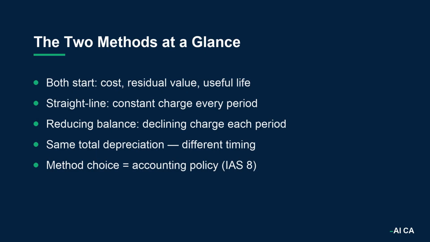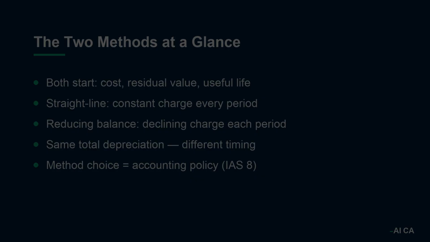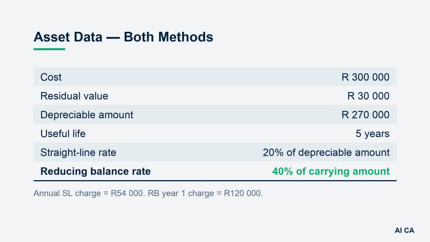Both methods start from the same inputs: cost, estimated residual value, and useful life. Straight line divides the depreciable amount evenly across every period, producing a constant annual charge. Reducing balance applies a fixed percentage to the carrying amount at the start of each period, so the charge is highest in year 1 and declines every year thereafter. The total depreciation recognized over the asset's life will be the same under both methods, but the timing is very different. Let us run a single asset through both methods.